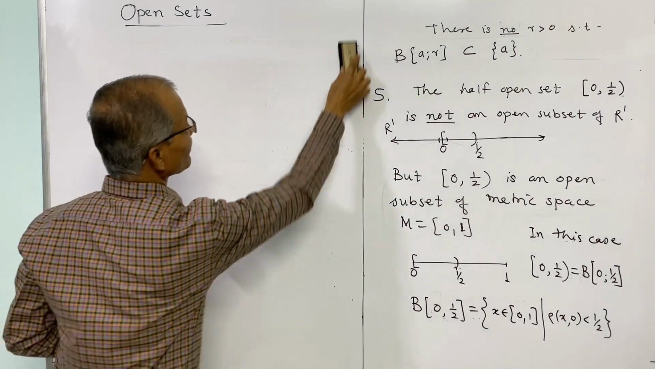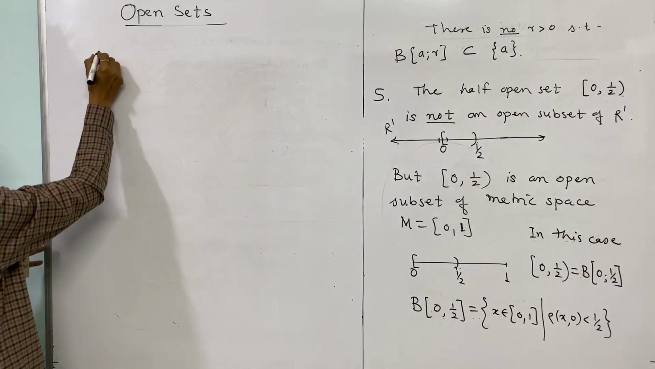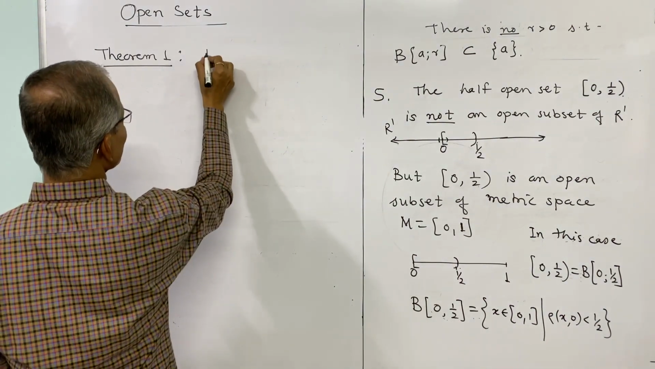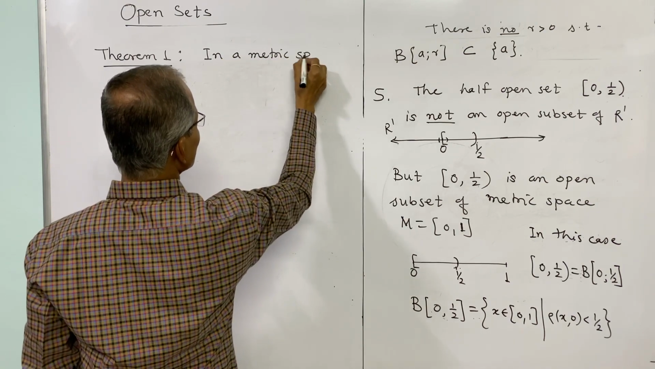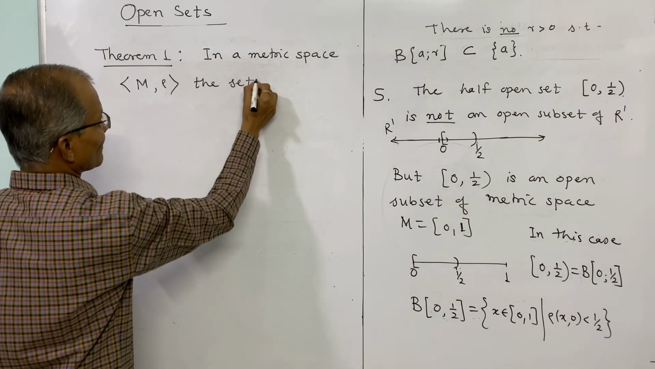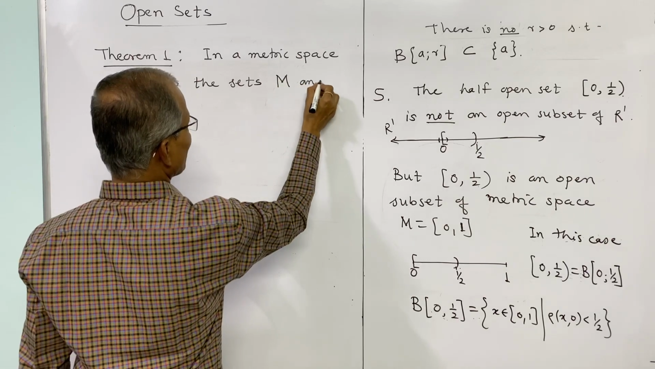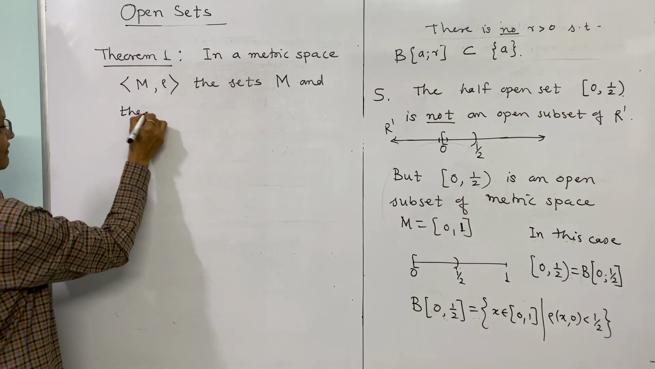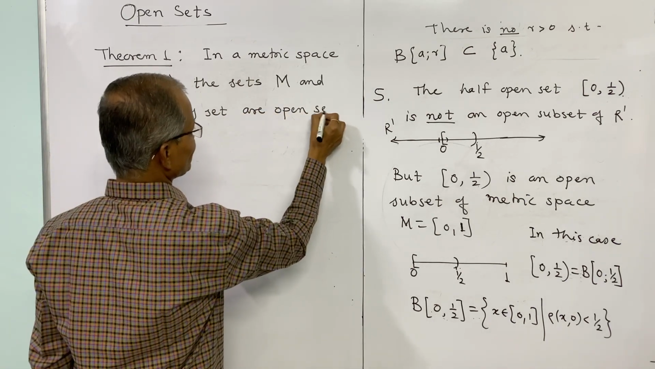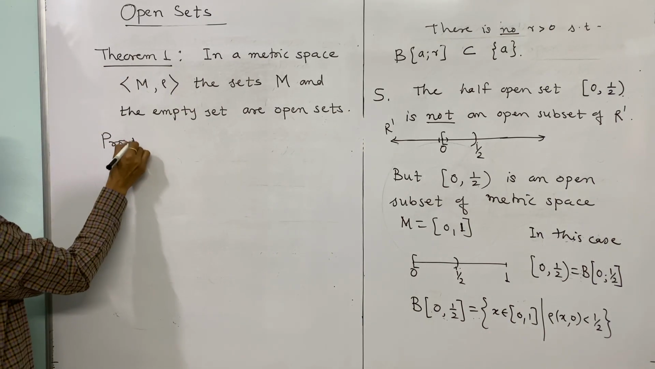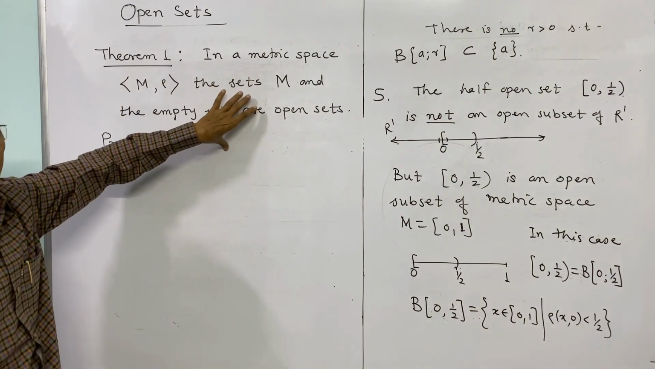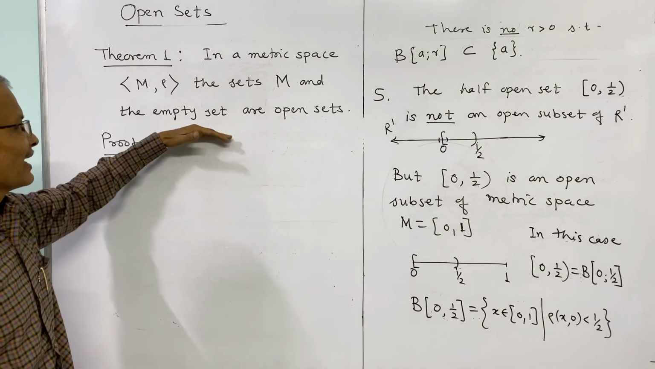Now we shall consider some results on open sets as theorems. Our first theorem is: in a metric space M with metric rho, the entire set M and the empty set phi are open sets. Now the proof of this result. In the metric space M, rho, the entire metric space M is open, and if you consider the empty set, then it is also open.